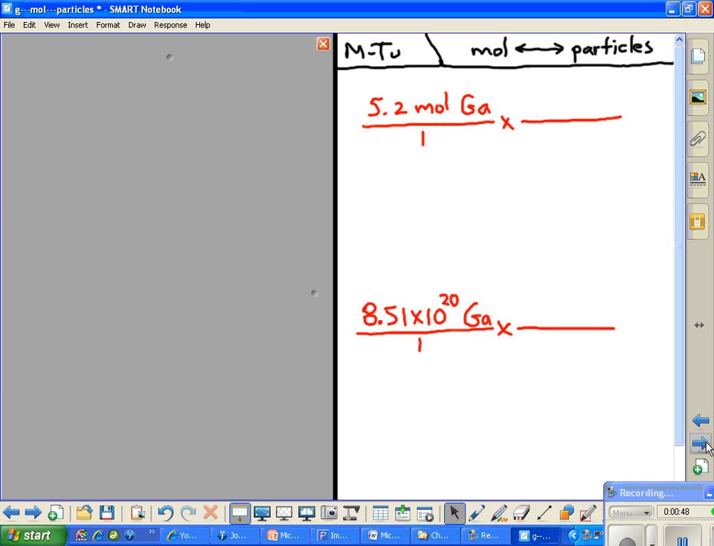When we're going from moles to particles, it doesn't matter what the atom is. And so what we're going to do is go ahead and calculate this top problem first. Because moles is sitting on the top of our first fraction right here, we want to have moles on the bottom over here. So we're going to have 1 mole down here. And we know that if this is 1 mole of gallium, the number of particles of gallium that represents is 6.02 times 10 to the 23rd. And this is gallium atoms.